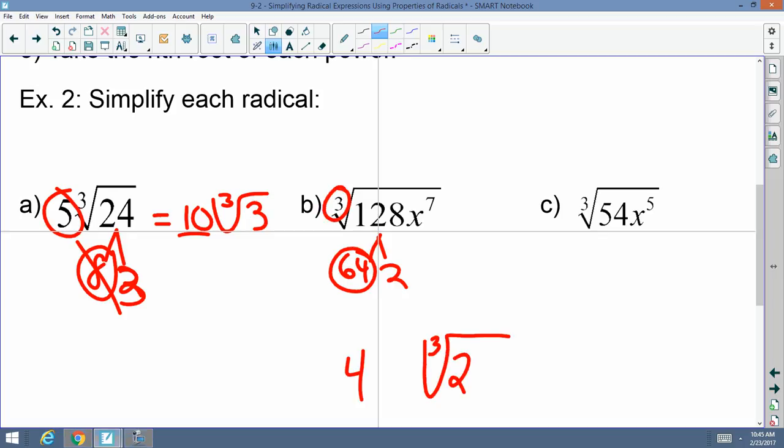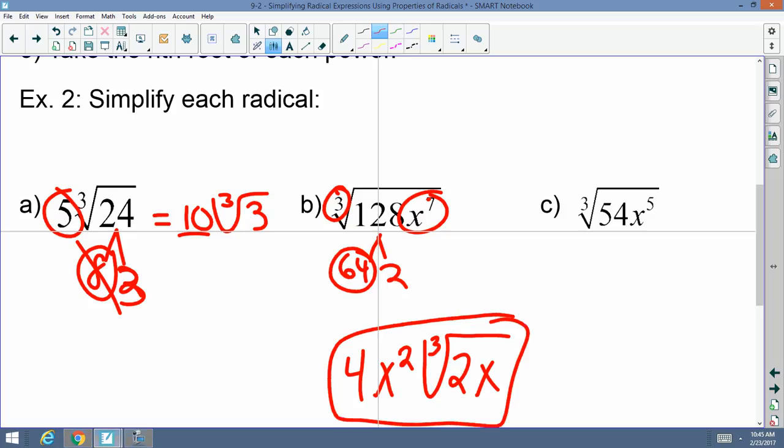Then what's the cube root of x to the 7th? How many times does 3 go into 7? And how many x's are left over? Bam. There it is. Cube root of 54.